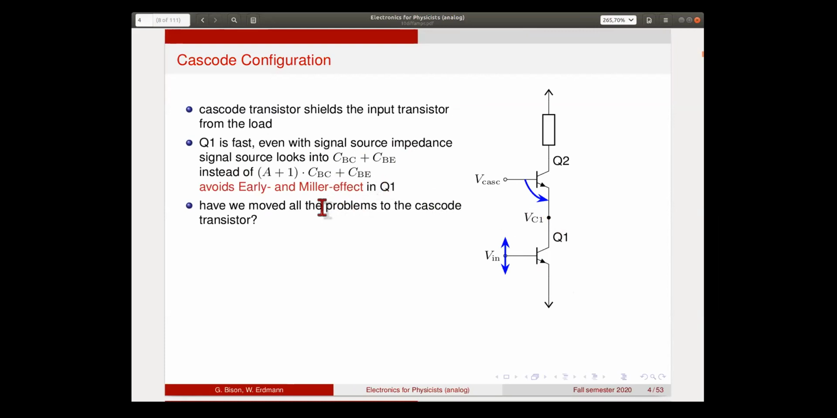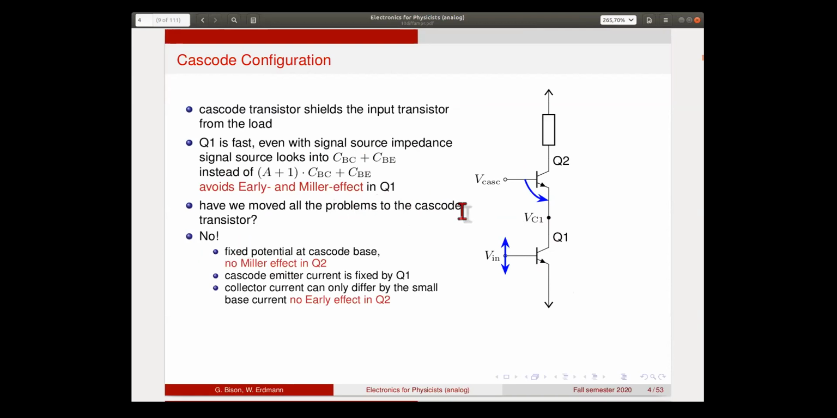So the question is whether we now have simply moved all the problems to the other transistor, and the answer is no. Because this transistor now has a fixed potential at the base. So the cascode voltage is a fixed voltage, so there cannot be a Miller effect.